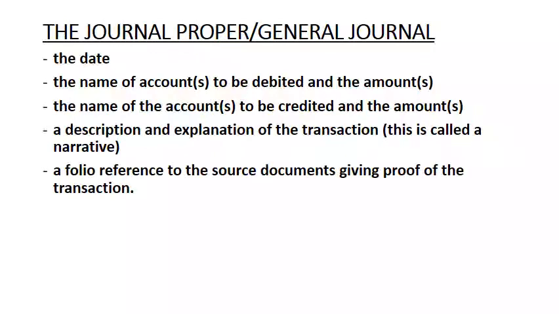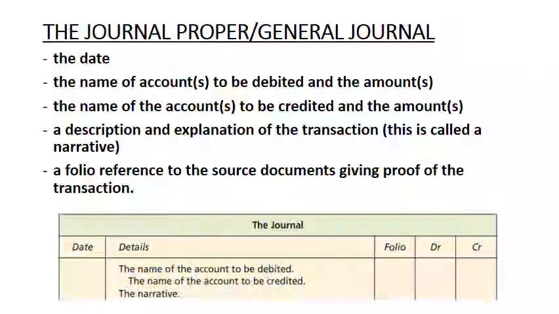Then there's always a folio, which is a reference to the source document giving proof of the transaction. A folio makes sure that the accountant cannot cheat, because a folio will tell that the source document can be found at this and that point. But don't worry about this. This is just general information, especially for those who are planning to do accounting. So this is the layout of our journal proper, or general journal.